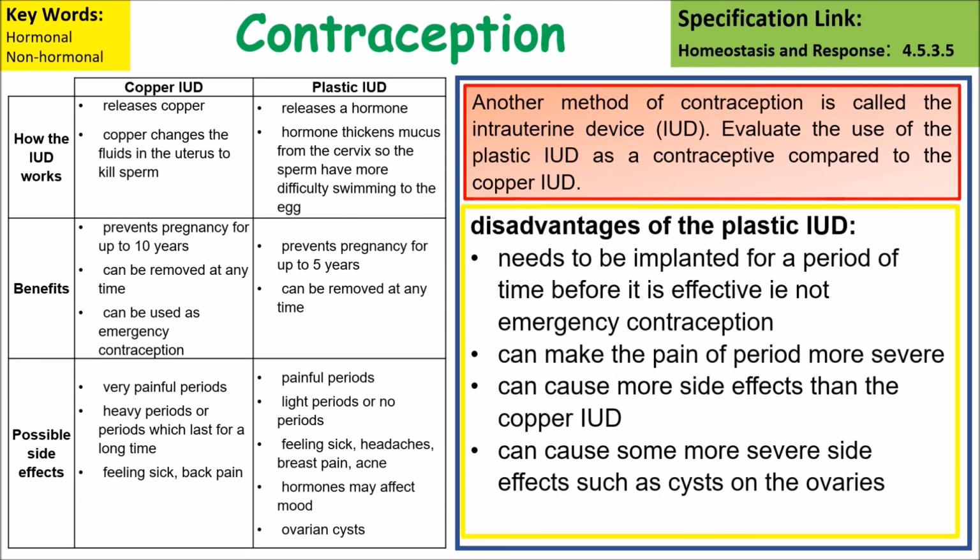The disadvantages are that it needs to be implanted for a period of time before it's effective. It can make the pain of a period more severe. It can cause more side effects, and some more severe side effects such as cysts on the ovaries.